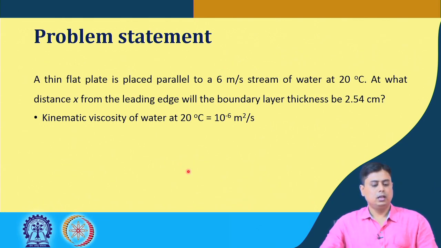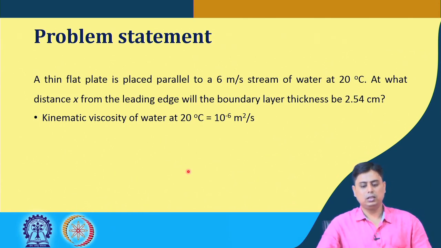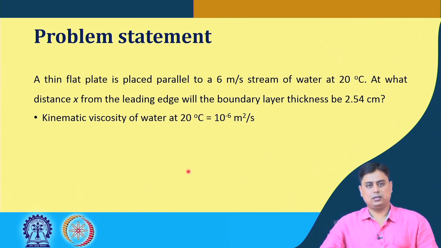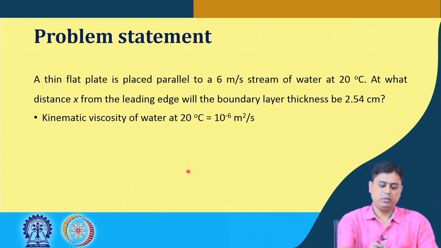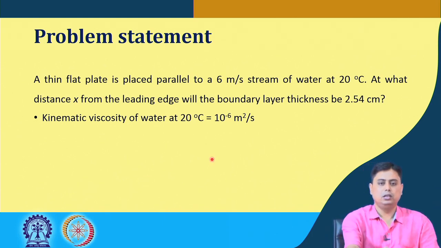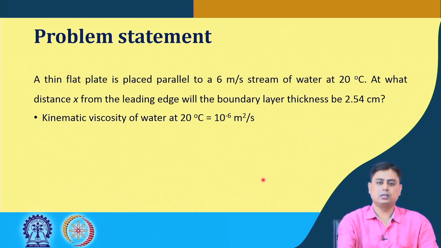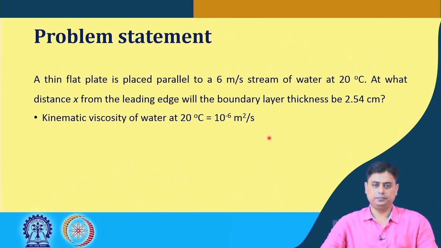So, the point is, a thin flat plate is placed parallel to a 6 meter per second stream of water at 20 degree centigrade. At which distance from the leading edge will there be a boundary layer thickness of 1 inch? Which means you have a flat plate, the water is flowing over it, and from the leading edge, how much distance will there be a boundary layer thickness of 1 inch. This is the question.